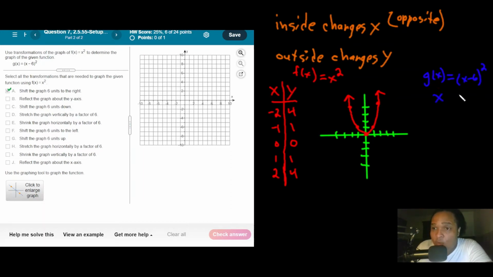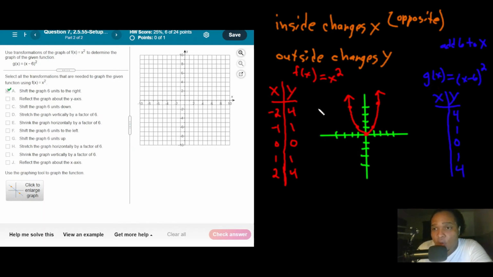So we're going to have its own xy table. Now, based on what we have over there on the left, what's going on here? We're doing 6 units to the right, so we're going to add 6 to all of our x's. There's nothing going on with the y, so it's safe to say that we're still going to have 4, 1, 0, 1, 4. You can fill them in, the y's aren't going to change. But our x's, we're going to add 6 to all of them because it's the opposite of what this is. So it's 6 units to our right.